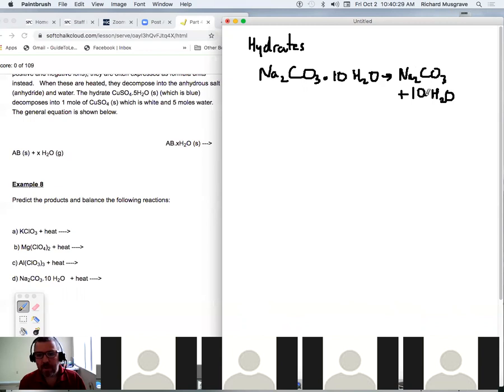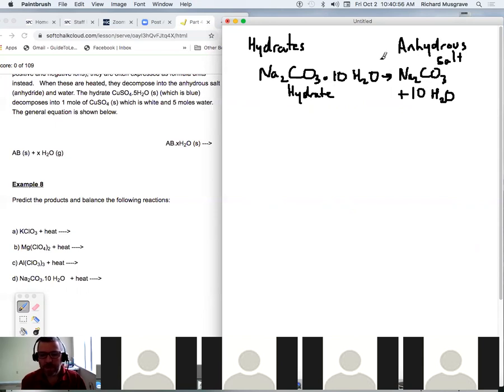What we get is Na2CO3 plus 10 waters. So this is called a hydrate. And this here is called an anhydrous salt. The prefix "an" means without. So it means the salt without the water.